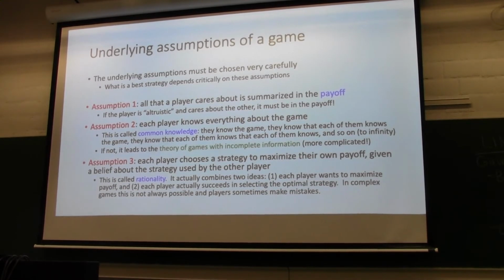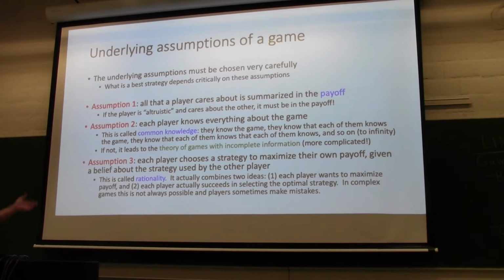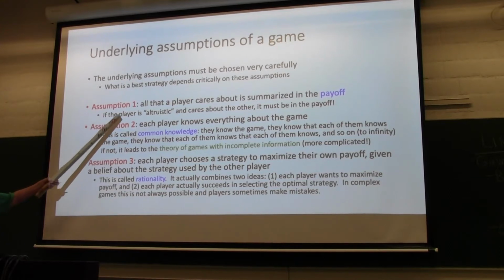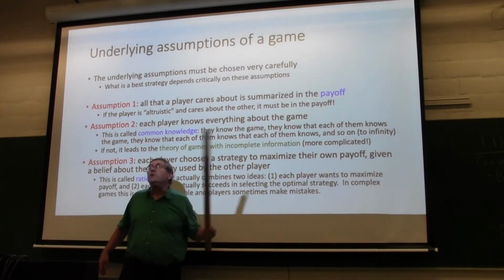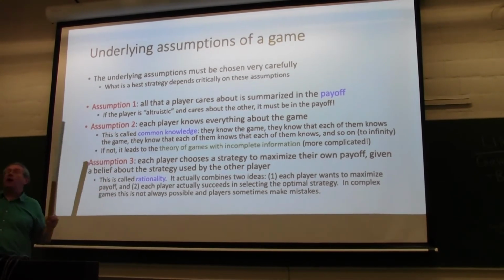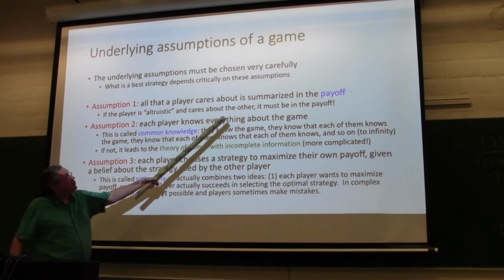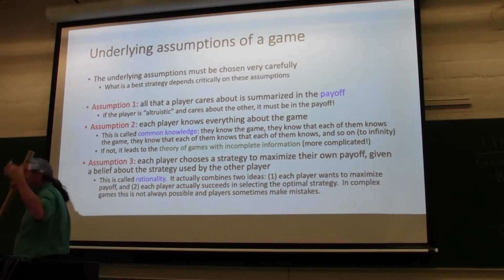Before I start giving you many examples, we have to make assumptions, because we're going to do reasoning here. The assumptions are very carefully chosen. If you change the assumptions, things will change. The first assumption is that the only thing that the player cares about is the payoff. There's nothing else. All the benefit is in this one number. So a player cannot be altruistic, try to help the other guy. If you want to be altruistic, somehow you have to put that in the payoff in some way.